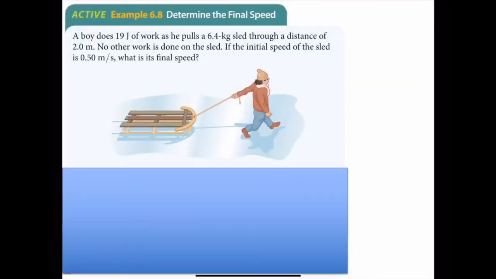Yesterday we left off here with a sample problem for you. I hope you had an opportunity to take a look at it. We have a boy doing 19 joules of work, pulling a 6.4 kilogram sled, a distance of 2 meters. When we say no other work was done on the sled, what we mean is that there was no friction on the sled. They give us the initial speed and they want to know the final speed.